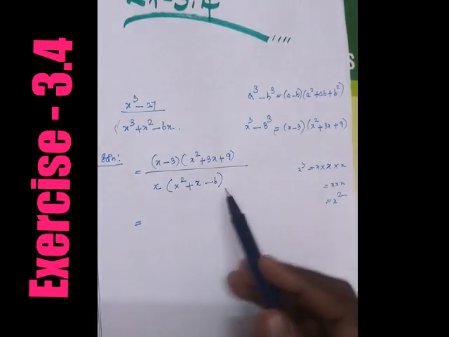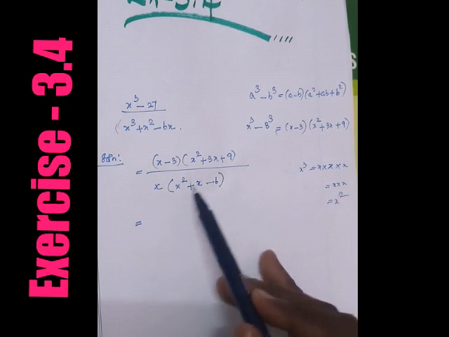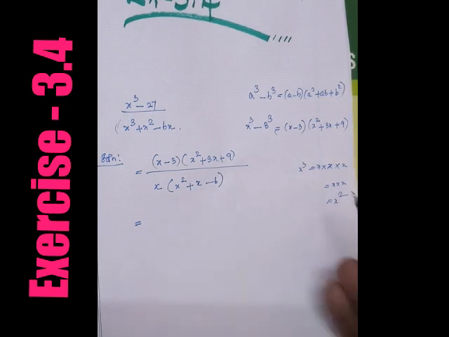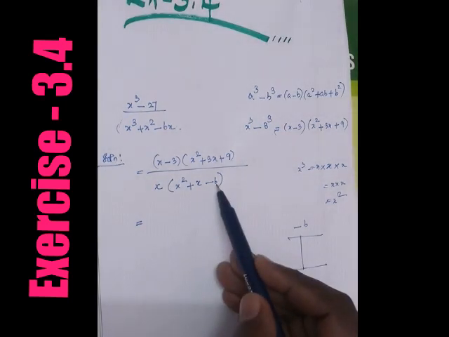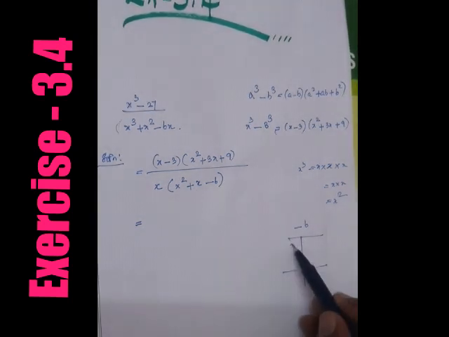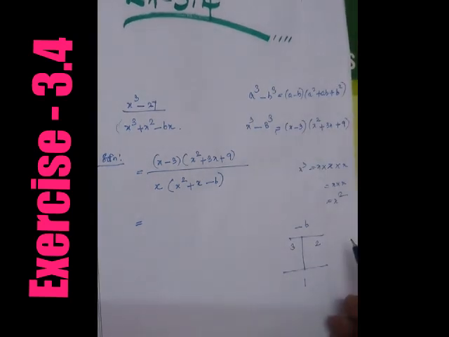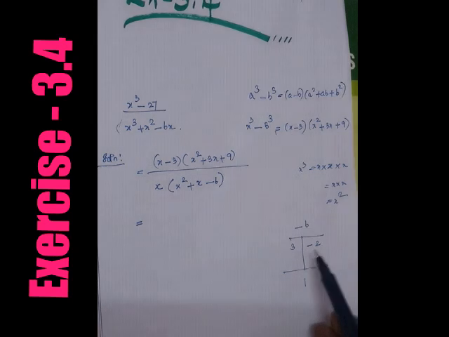So now I am going to find the factors of this quadratic polynomial, x square plus x minus 6. So minus 6 and plus 1. Minus 6 is the product of two numbers and plus 1 is the sum of the same two numbers. 3 and 2: if you take minus 2 and plus 3, you get the result. 3 into minus 2 equal to minus 6, 3 minus 2 equal to plus 1.